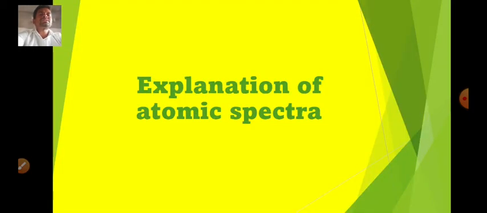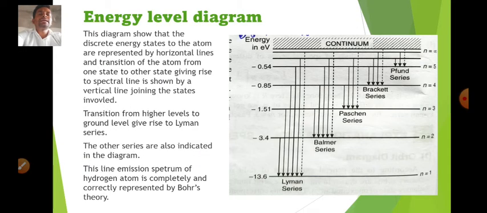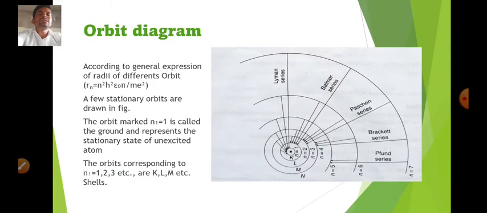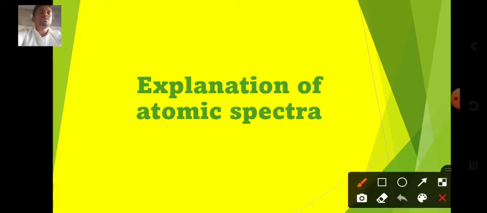And now, explanation of atomic spectra. So we learned atomic spectra. But how does atomic spectra form, and what things are present inside the atomic spectra? Let me explain them. There are two things we must know by using this: first, the orbit diagram, and the next one is the energy level diagram. So these two things are present in the explanation of atomic spectra, right? First, let me explain briefly.